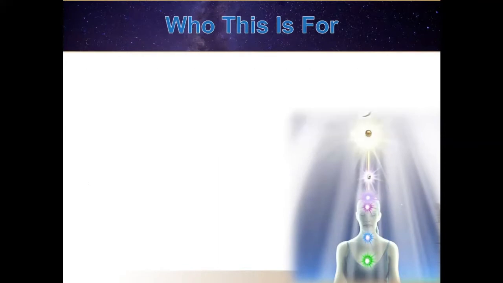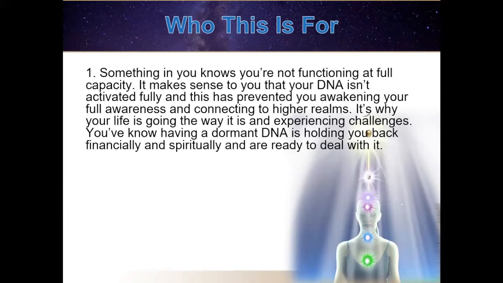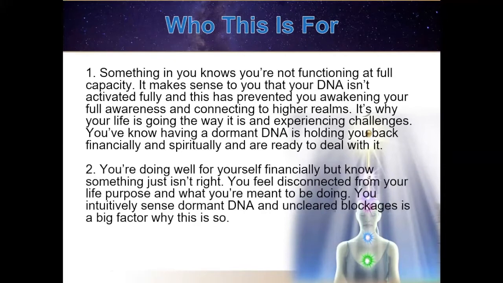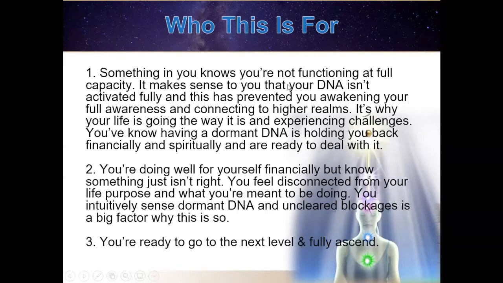Okay, so who this is for? Now we're going to go through a few options here, and then I'll get you to type in the text chat. The first one is something in you knows you're not functioning at full capacity. It makes sense to you that your DNA isn't activated fully, and this has prevented you awakening your full awareness and connecting. While your life is going the way it is and experiencing challenges, you know you're having a dormant DNA. Having a dormant DNA is holding you back financially and spiritually, and you are ready to deal with it. The second one, you're doing well for yourself financially, but know something just isn't right. You feel disconnected from your life purpose and what you're meant to be doing. You intuitively sense dormant DNA and uncleared blockages is a big factor why this is so. The third one is you're ready to go to the next level and fully ascend. So now just type in the text chat which number you sense that you are. Just sense into it and type which one you reckon you are.